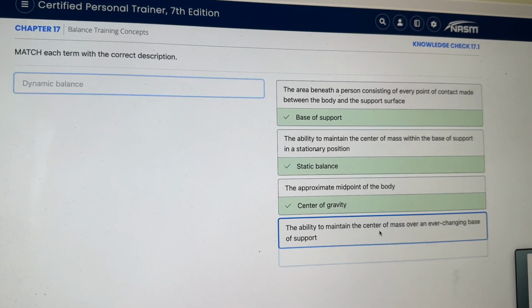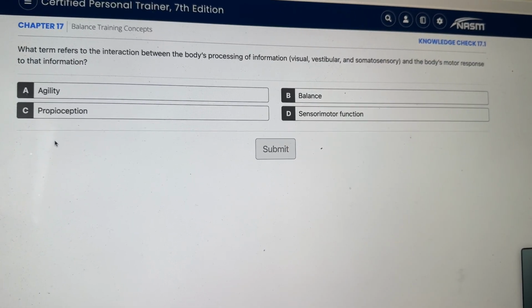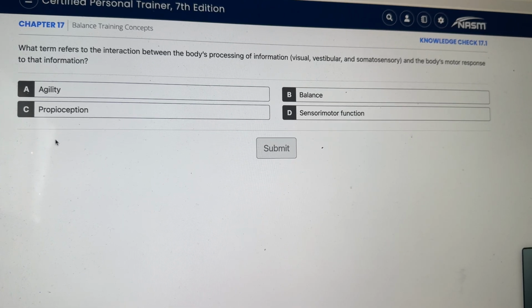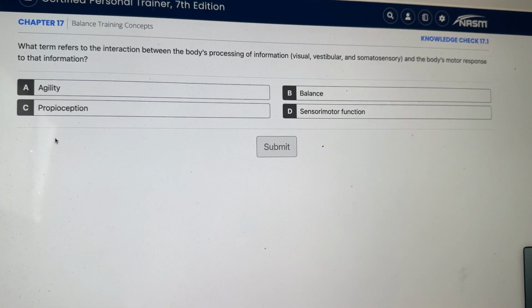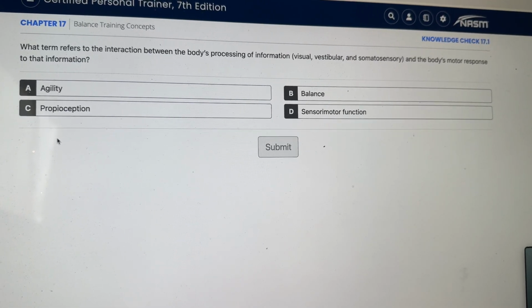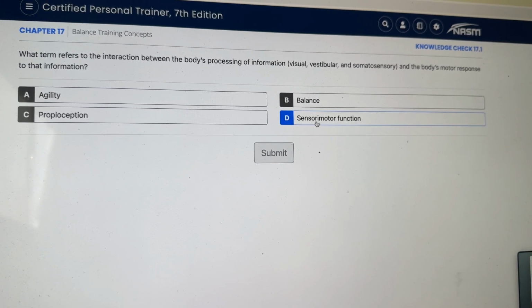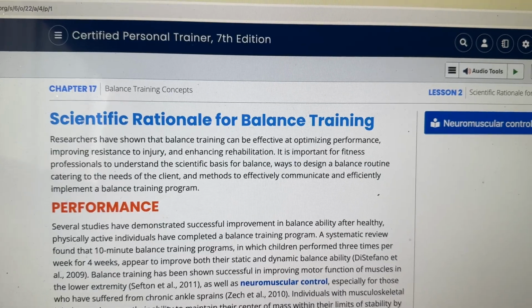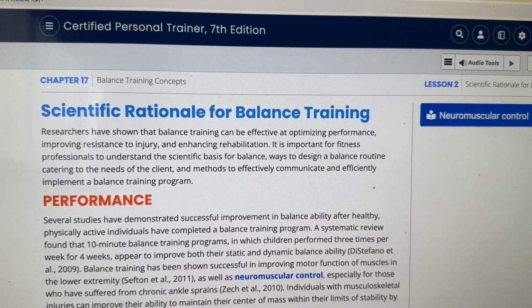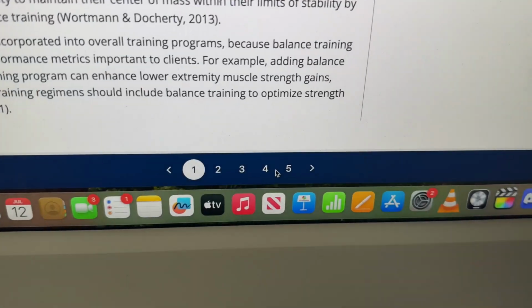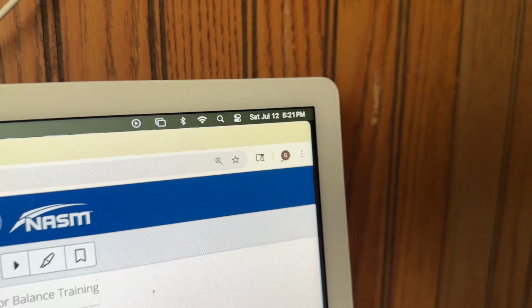Dynamic balance. What term refers to the interaction between the body's processing of information, visual, vestibular, and somatosensory, and the body's motor response to that information? Sensory motor function. All right, chapter 17, lesson 2, scientific rationale for balance training. 5 pages, 5:21. Probably be done by 6 if sooner. That's great. So I'll see you guys in like 30 minutes.